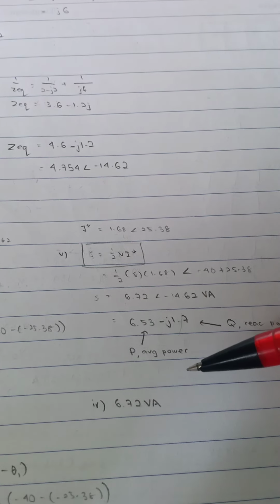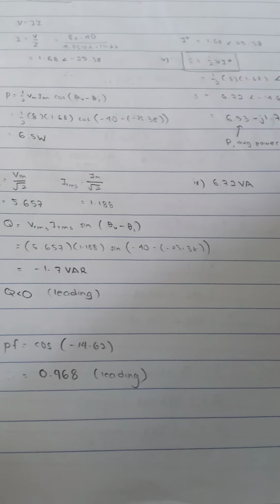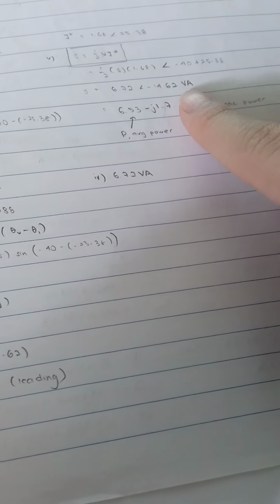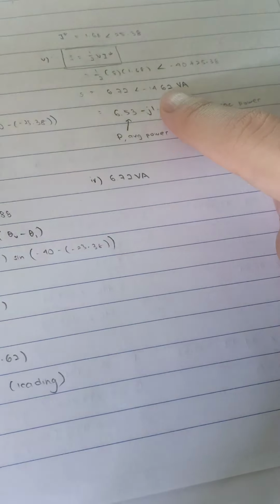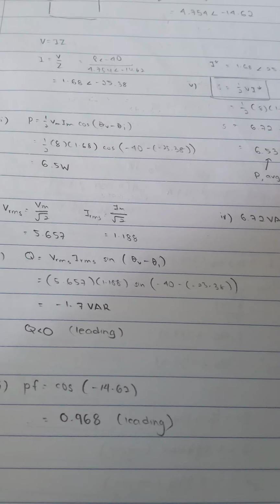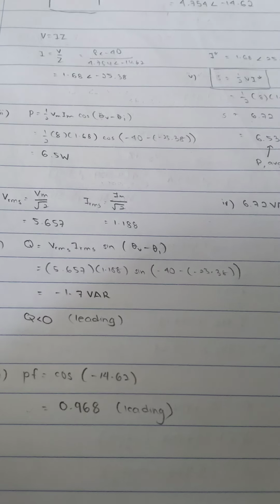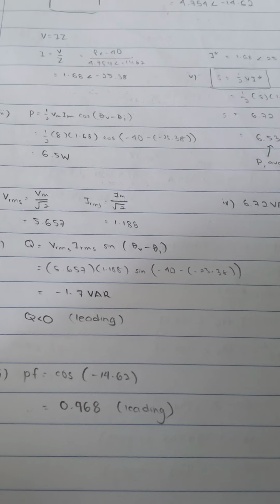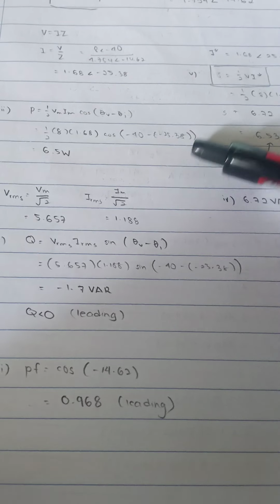And last, the power factor. So power factor is equal to cos of this angle, negative 14.62. So the power factor is 0.968, because the angle is below 0, so it is leading. So that's all. Thank you.